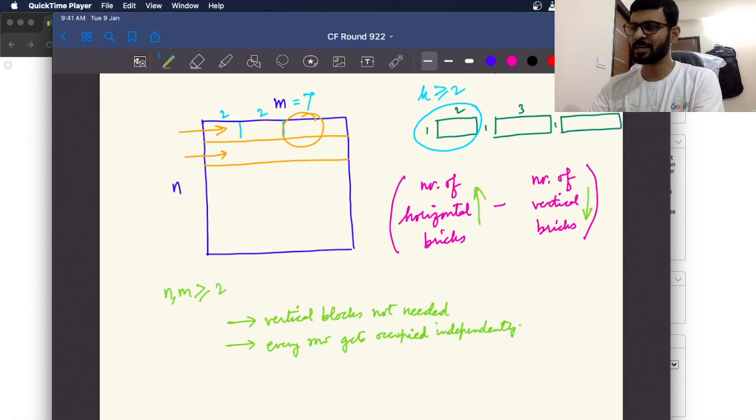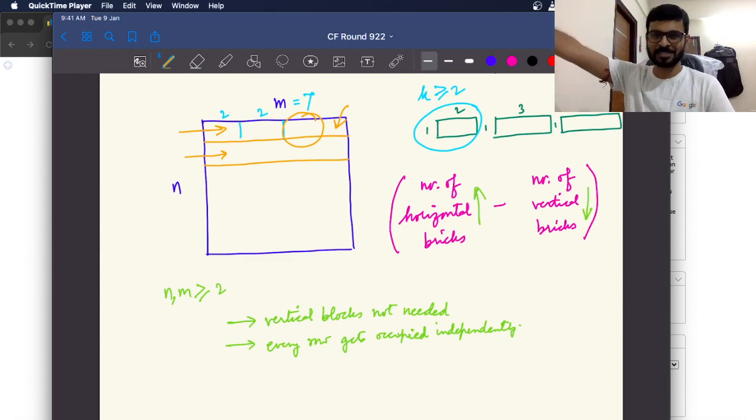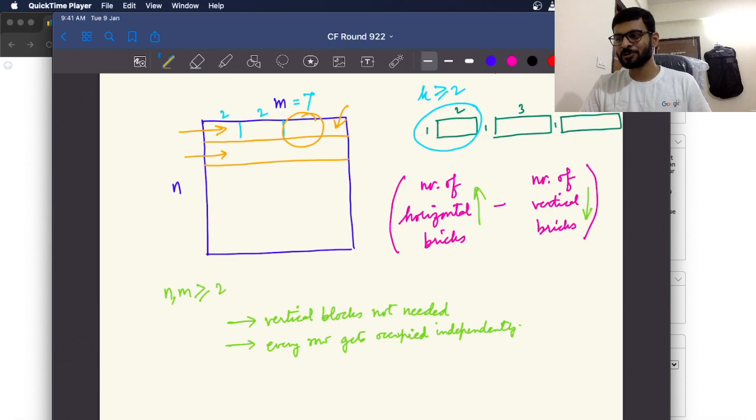This 1 into 1 cannot be filled by a horizontal brick. Vertical bricks can fill it, but why should I go into vertical bricks? Vertical bricks will never help me get additional horizontal bricks, so I have thrown vertical bricks out of the picture. So the best thing that I can do now is, okay, let's take it together.